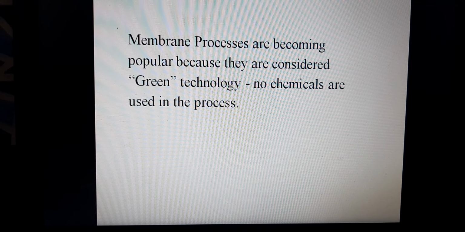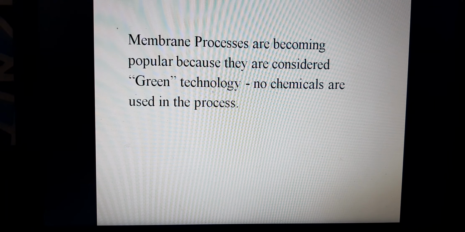These membrane processes are becoming popular because they are considered a green technology. No chemicals are used in this process. This is a very important advantage of this particular technology, but it has a high cost, and it is mostly used for the purification of water for drinking as well as for industrial purposes. That's why it is called a green technology.